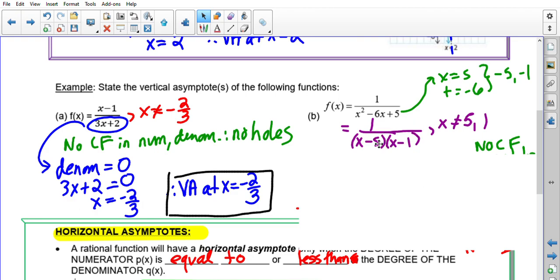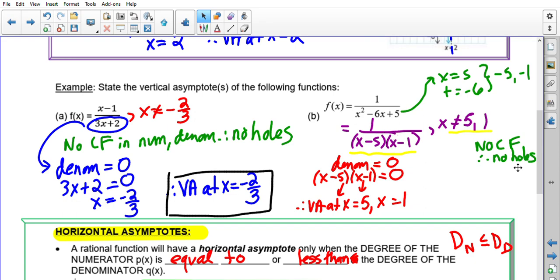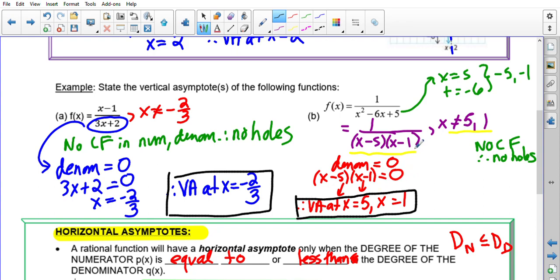So this is my nicer form because, as you can see, I can state my restrictions right away. I know that x cannot equal positive 5 and x cannot equal positive 1 from this. So I'm just looking here to get my restrictions. Then I tell myself, okay, I know based on looking at it that there are no common factors, so there are no holes. And basically from your restrictions here, you can also tell what your vertical asymptotes are as well, wherever the denominator equals 0. So we get that there is a vertical asymptote at x equals 5 and x equals 1.